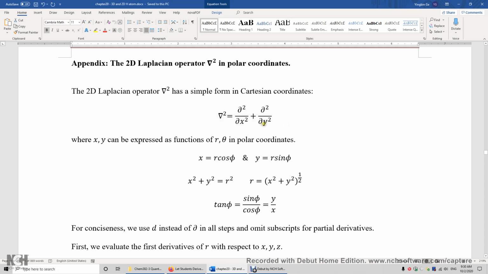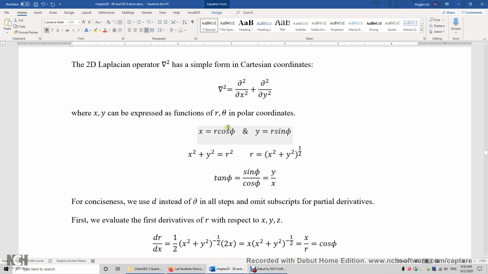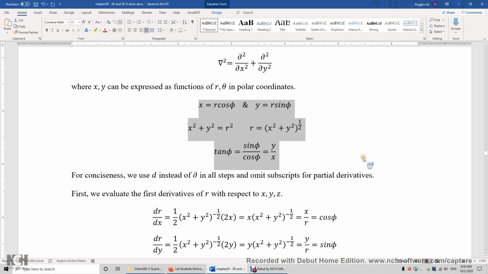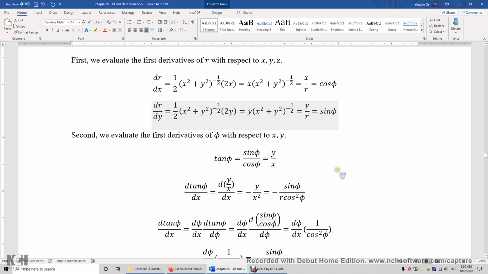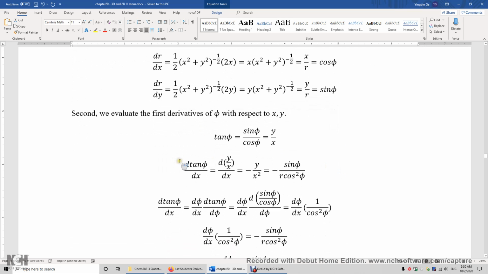So we have only x and y in the Cartesian coordinates, or r and phi in the polar coordinates. So this is how to relate x and y to r and phi. And dr over dx is simply cosine phi, dr over dy is simply sine phi. So we have much simpler first derivatives. Now second derivatives, d phi over dx and d phi over dy.